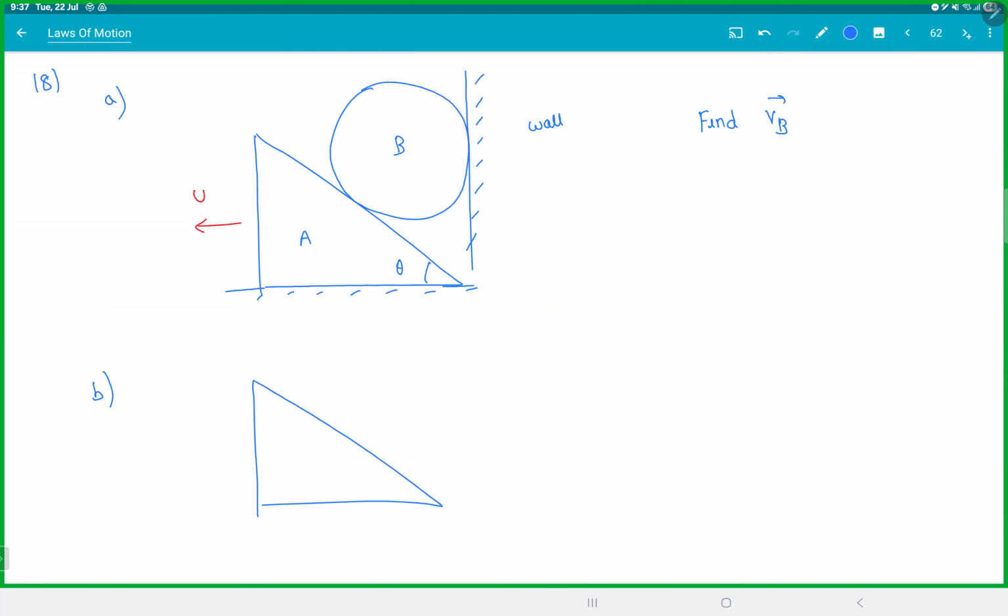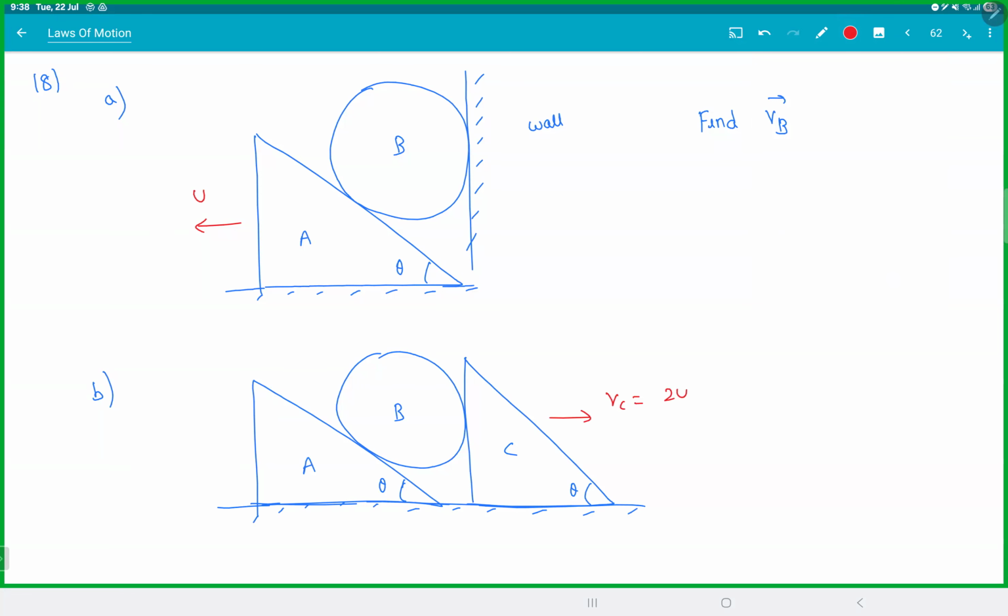Same thing if I do it like this. This time there are two inclines. Let's say this time C is going with 2u. K is going with u. Find VB, get both of them.